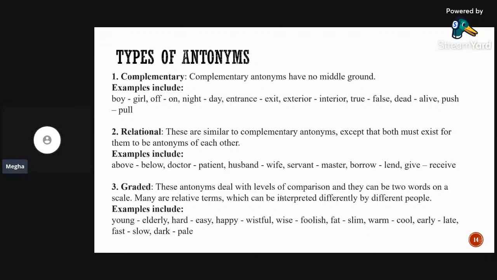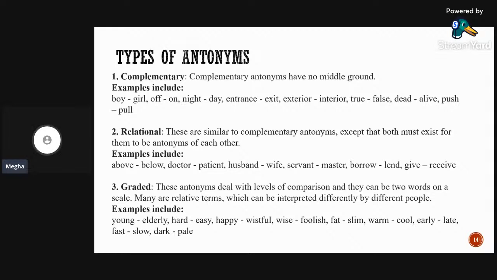Okay. So one is complementary. Complementary antonyms have no middle ground. It is the exact opposite of the given word. There is nothing in between. For example, you can see boy, girl. Is there any in between? Off, on. Is there any in between? No. So it gives the exact opposite. See the other examples: entrance, exit, exterior, interior, true or false, dead, alive, push, pull. These are all examples of complementary antonyms.